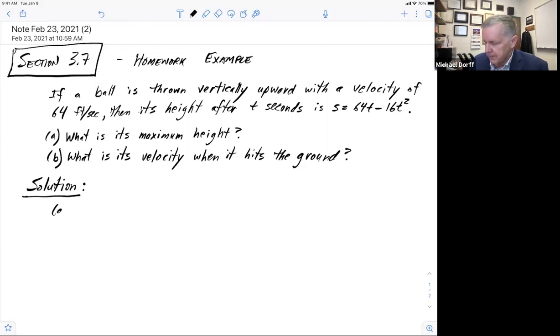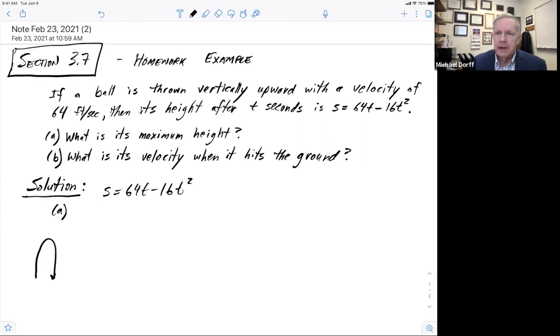So let's start with part A. So I'm going to write down the equation s equals 64t minus 16t squared. Now in part A, we're supposed to find its maximum height. So if I think about this, I'm throwing a ball up in the air, it reaches its maximum height and it comes back down. So it looks kind of like a parabola there, which makes sense with this equation that we have here.